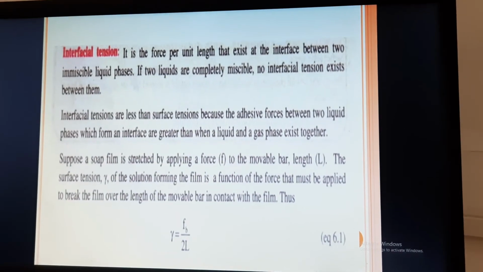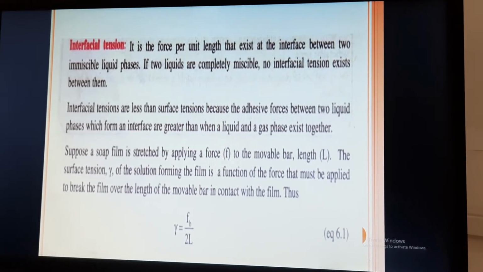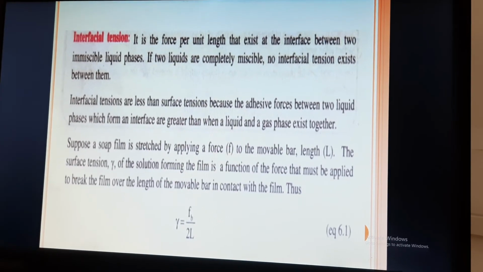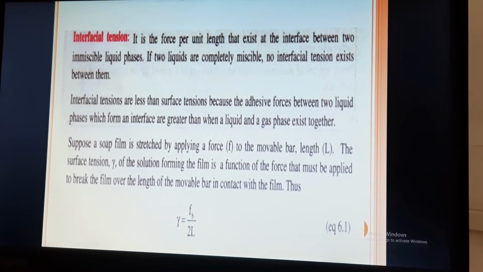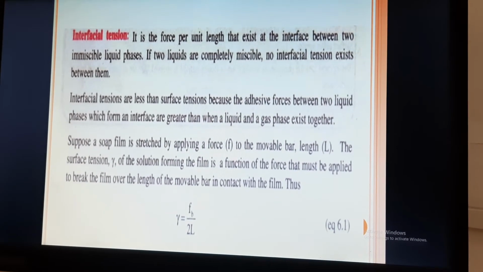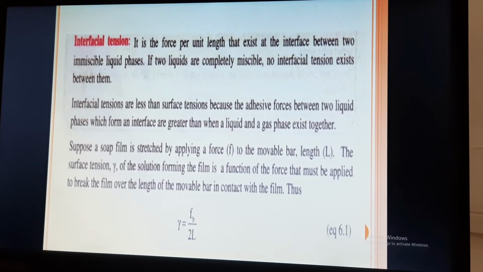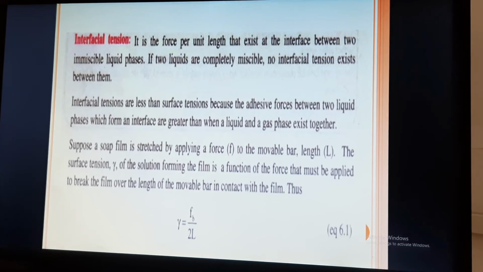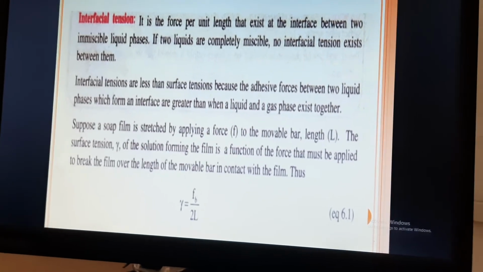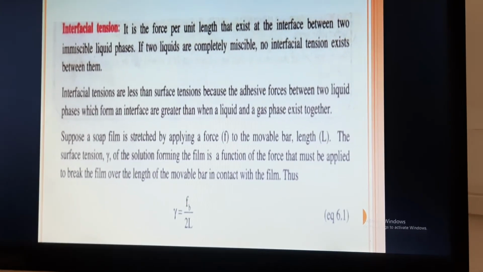Now interfacial tension is a force per unit length that exists at the interface between two immiscible liquid phases. I have already told you, interface is a boundary between two different phases. If two liquids are completely miscible, then no interfacial tension exists. But if they are immiscible, then interfacial tension exists.